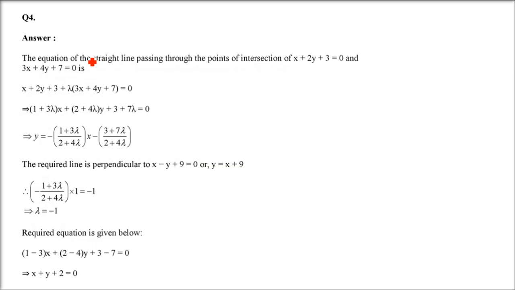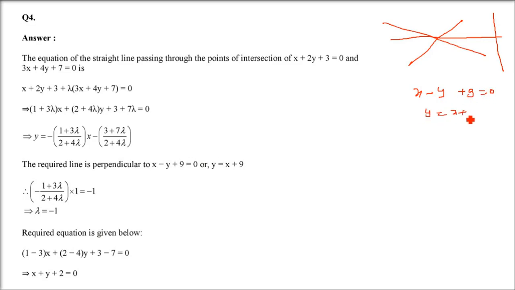This one is question number 4. Find the equation of the straight line passing through the point of intersection of these two lines and perpendicular to the straight line x minus y plus 9 equals 0. So almost similar to the previous question, only it's not parallel, it's perpendicular. So there is a line passing through the intersection of two lines and it is perpendicular to the third line. The third line is given as x minus y plus 9 equals 0.